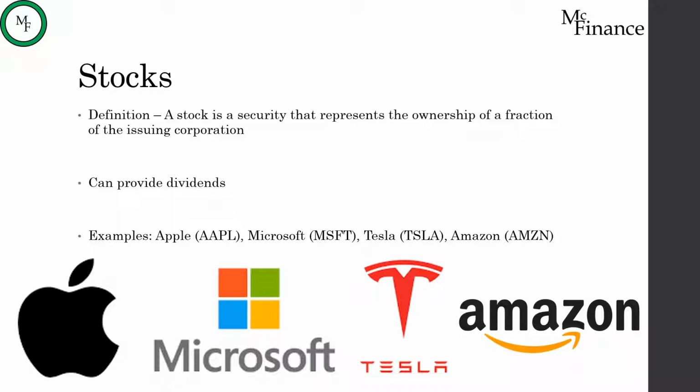Now, different companies pay different dividends. So investors can get different stock to get multiple dividends from the different companies. Almost every company in the world has stocks that they sell. And some of the most popular stocks are Amazon, Tesla, Apple, and Microsoft.